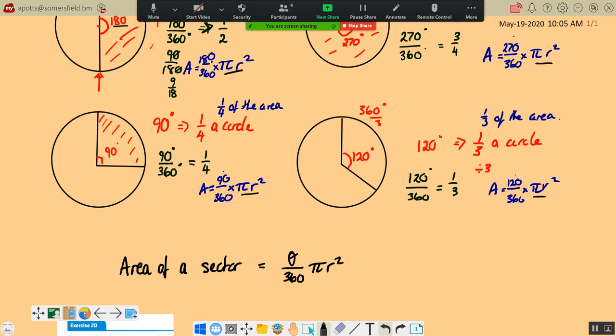So 90 divided by 360 would have been 1/4. All right, and then we multiply by the area of a circle because that tells us the fraction of the circle. Sometimes this will give us a decimal value. It will not work nice and easily. I've picked ones that all work nice and easy. So let's have a look.